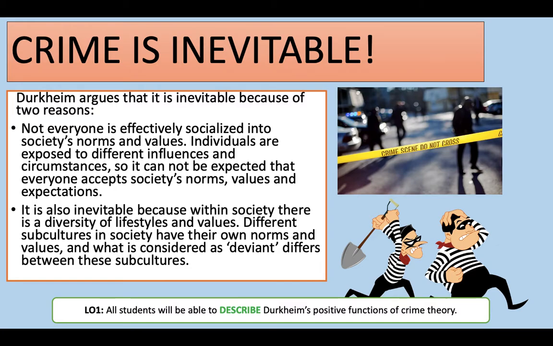So when we look at anomie, anomie is a feeling of normlessness. Okay, so crime and deviance are likely to occur when people are unsure about or are less committed to shared values and rules, for example.